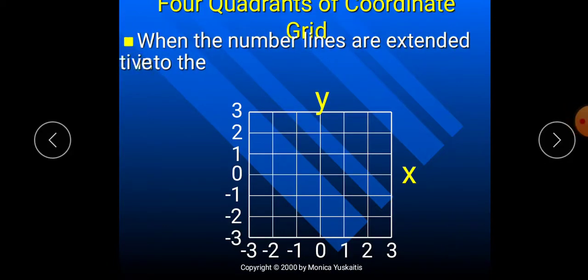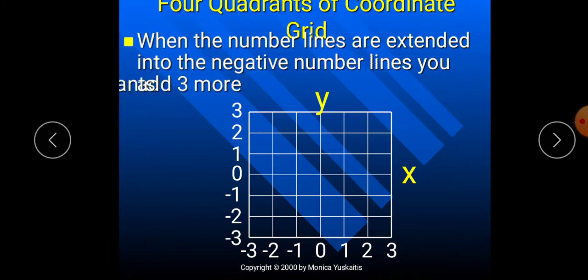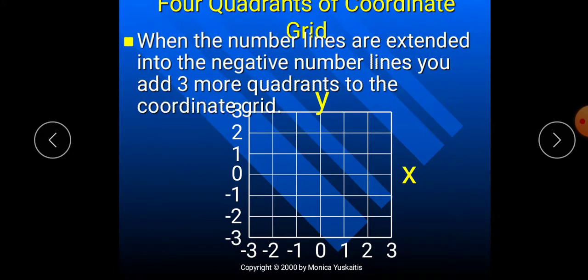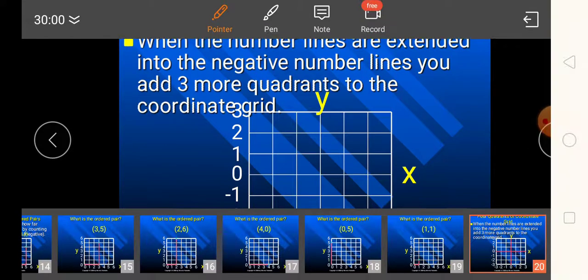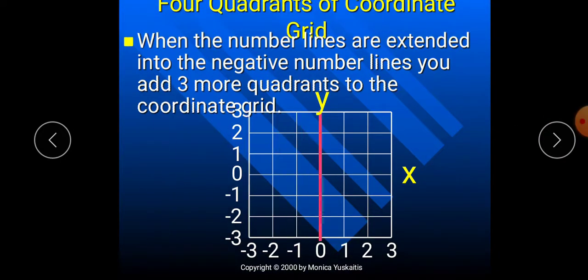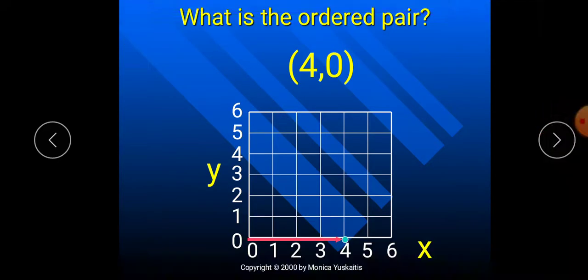When the number lines are extended into the negative number lines, they add 3 more quadrants to the coordinate grid. So it is positive, and when extended to the 3 more grids, we get the negative number line and the positive also. Yes, so this is the y-axis, and the horizontal line is the x-axis. Then this is quadrant 1, quadrant 2, quadrant 3, quadrant 4. You learned this last year. Yes.